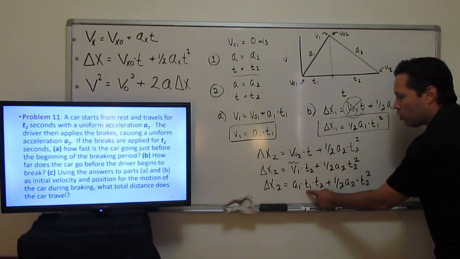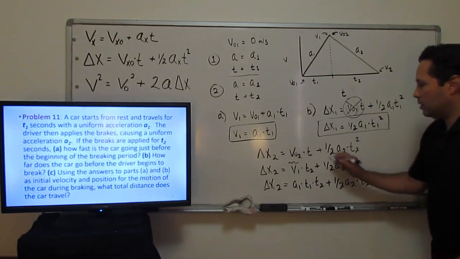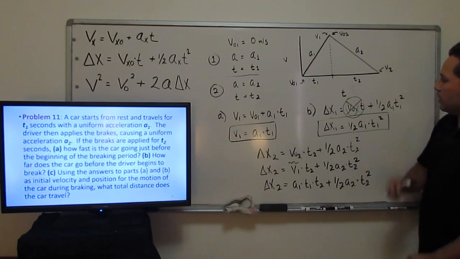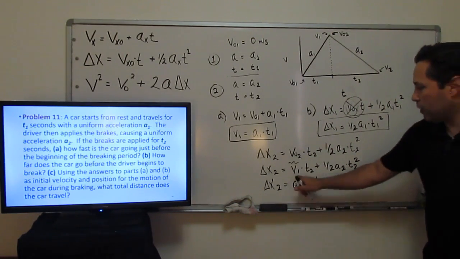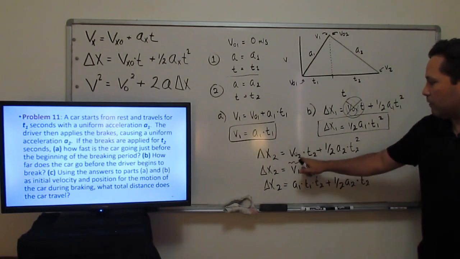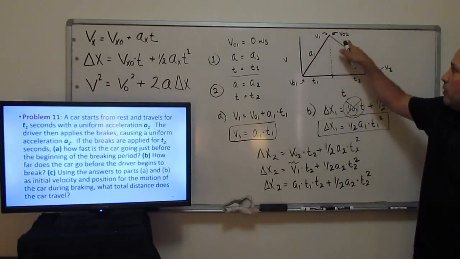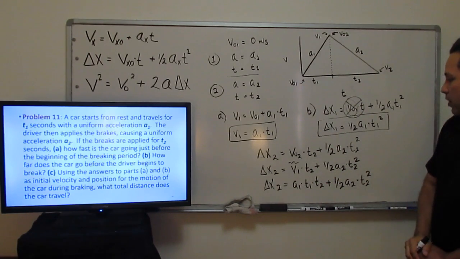Because you see, we do have all of these. Whether that was T2, I neglected to put that. We do have all of these; they were given to us. So V1, we got V1 here, and V02 is the same as V1, so that's why I could substitute there.